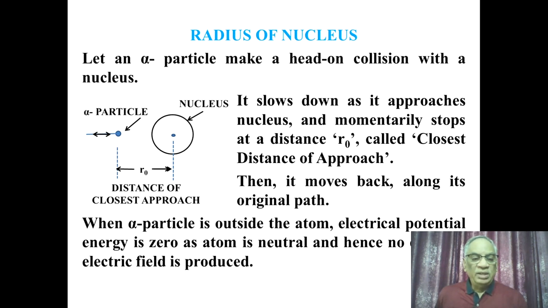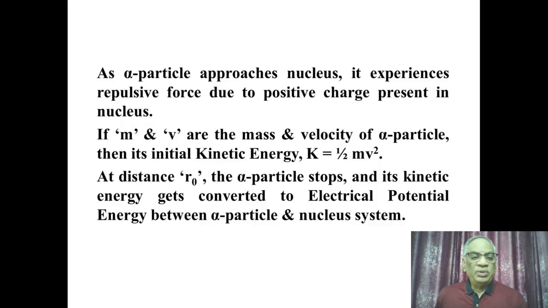When the alpha particle is outside the atom, the electrical potential energy is zero, as the atom is neutral and hence no external electric field is produced. That means when the alpha particle is outside, nothing is happening. The alpha particle comes straight toward the nucleus with some high kinetic energy. As the alpha particle approaches the nucleus, it experiences a repulsive force because both are positive charges. The nucleus and the alpha particle are positive charges.